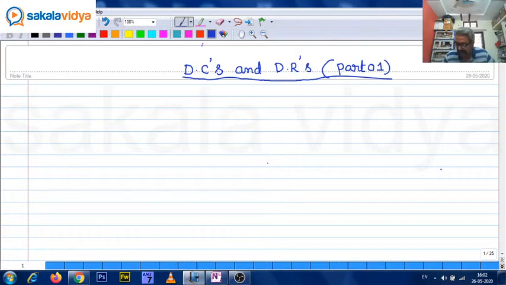So let me start. The chapter is maybe 1 or 2 marks in the examination, or it may be useful for the vector chapter also. This concept is right.